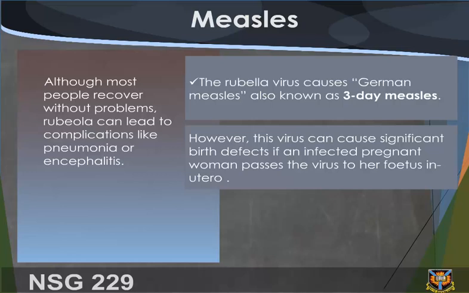The rubella virus causes German measles, also known as 3-day measles. However, this virus can cause significant birth defects if an infected pregnant woman passes the virus to her fetus in utero.